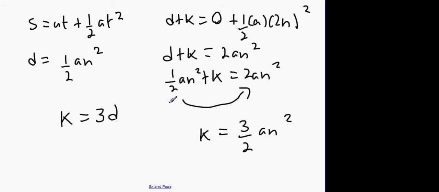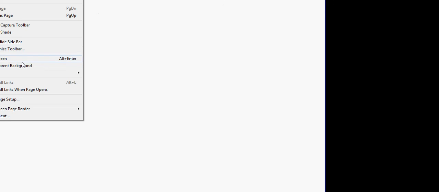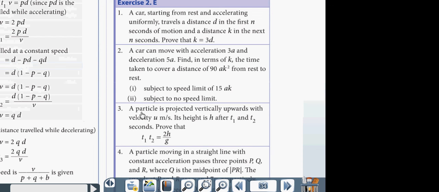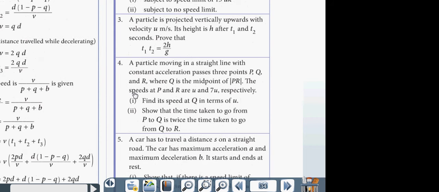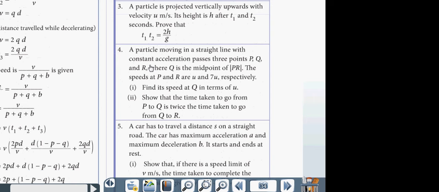Okay. Now, for the next part, we've proved the first one, so we're on question 4 now. Question 4. A particle moving in a straight line with constant acceleration passes through 3 points, P, Q, and R, where Q is the midpoint of PR. The speeds at P and R are u and 7u respectively. Find the speed at Q in terms of u.